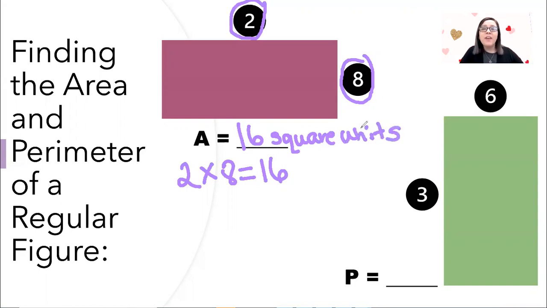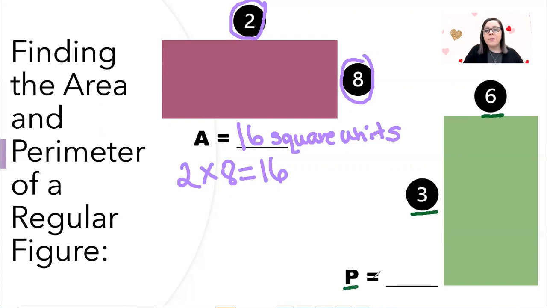And remember, for area, we always use square units. So that could be square feet, square centimeters, square meters, square yards, square miles. Whatever unit we're using is going to be squared. All right, pretty simple, right? Length times width. Now, let's look at this green rectangle at the bottom. I see that the length of my rectangle is 6, and I see that the width is 3.